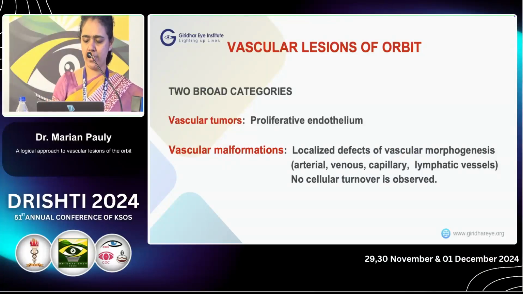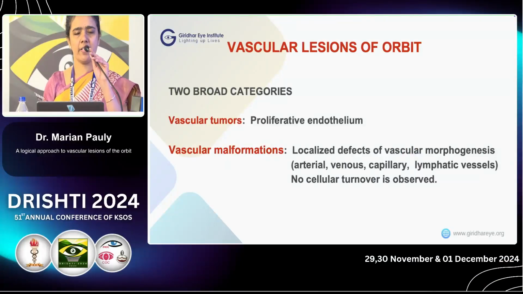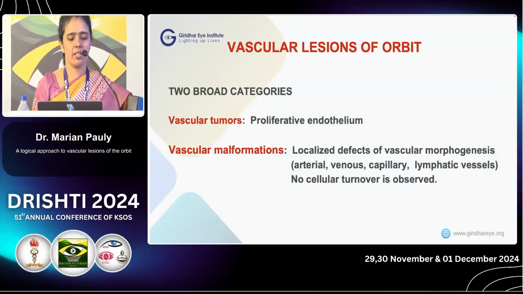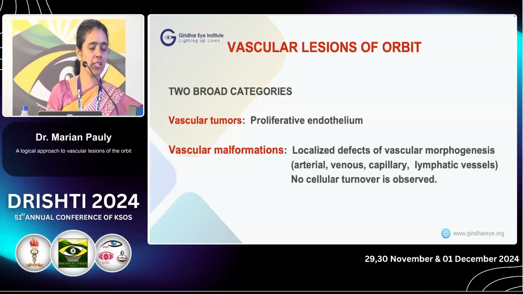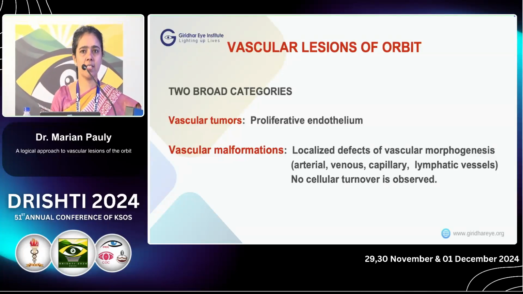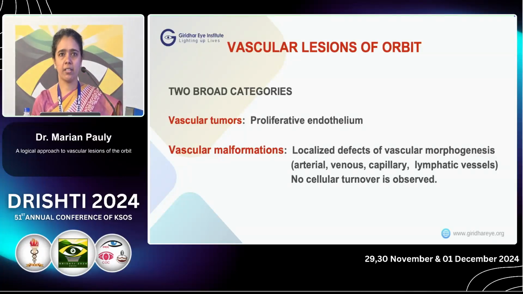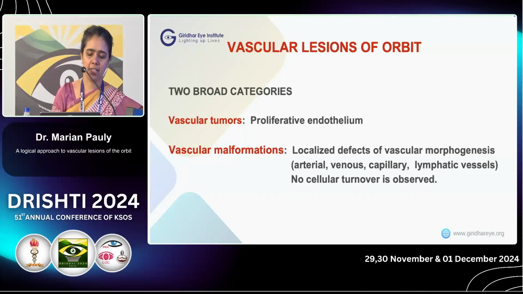So, vascular lesions of the orbit, I will just give a practical approach. There are two broad categories. One is tumor, where you get a proliferative endothelium. Second is malformations. A malformation is a localized defect in vascular morphogenesis that can be in the artery, vein, capillary, or lymphatics. Here there is no cellular turnover. So that's the difference between a tumor and a malformation.